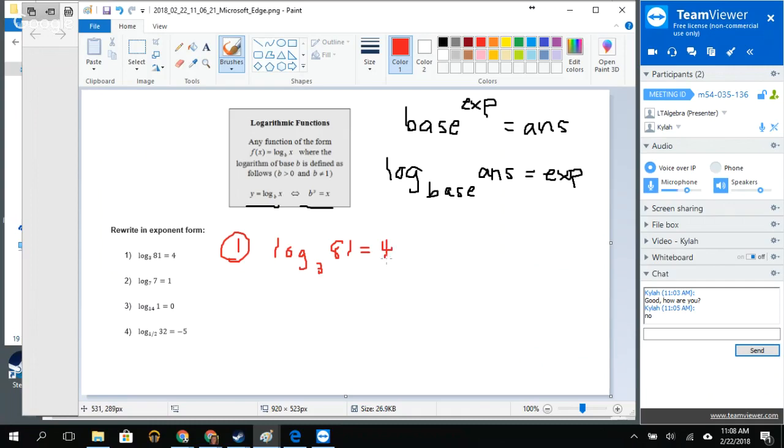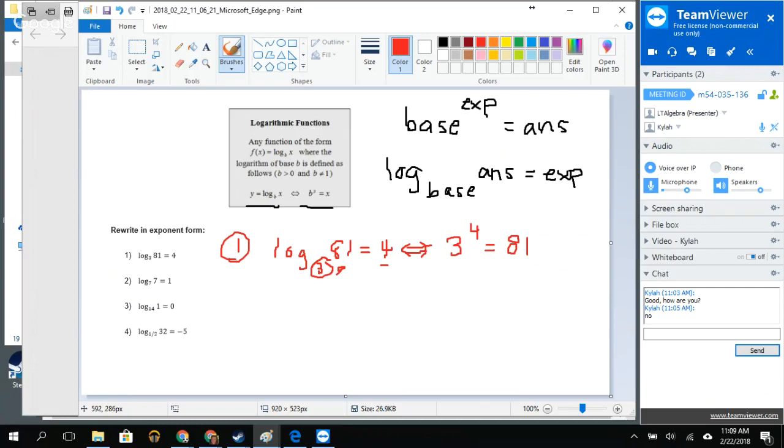Okay, so I know that 3 is the number that's in my basement, so that's my base. And the logarithm went to the basement to find the answer. So the answer is 81. And then this is my exponent. So 3 to the 4th power equals 81 is a different way of writing log base 3 of 81 equals 4. These two expressions are basically the same. They're just different ways of writing the same thing.